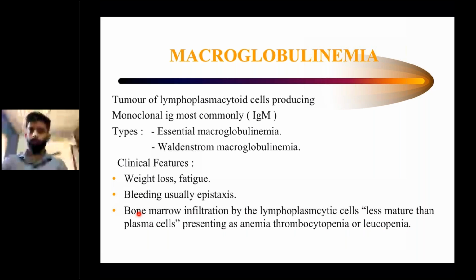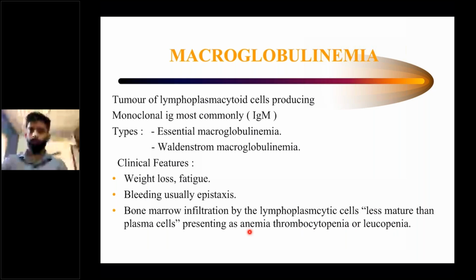So these plasma cells are not well functioning, they are less mature, they're undifferentiated, they do not have a particular function. That is why they may present as anemia, thrombocytopenia, or leukopenia because of infiltration of the bone marrow by lymphoplasmacytic cells. The other useful cells of erythroid, megakaryocytic, and lymphoid precursors will be deficient.